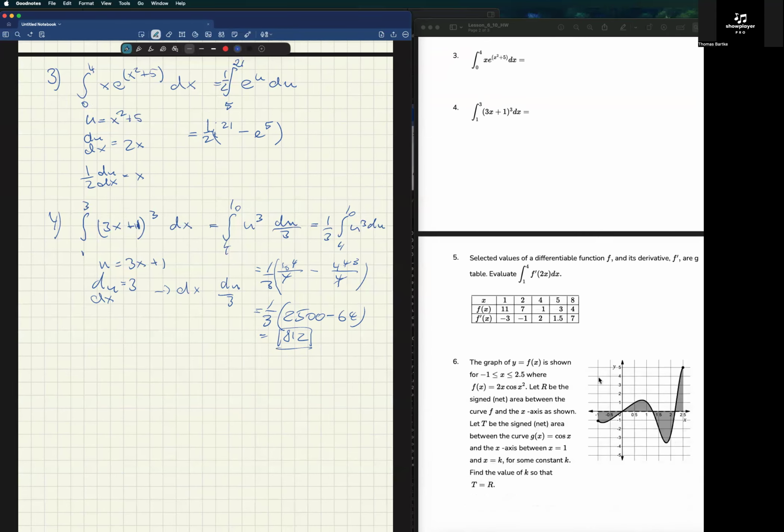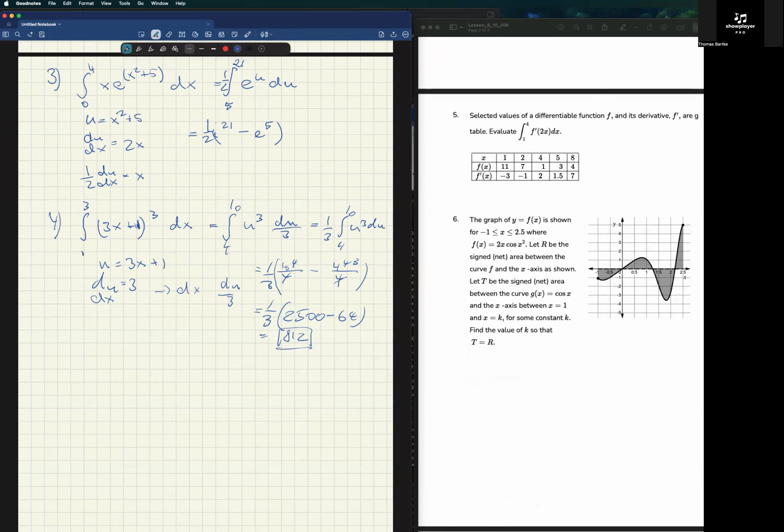See if we can get all the way through here. What is this one? Selected values of a differentiable function. Well, and this isn't quite in the picture here.